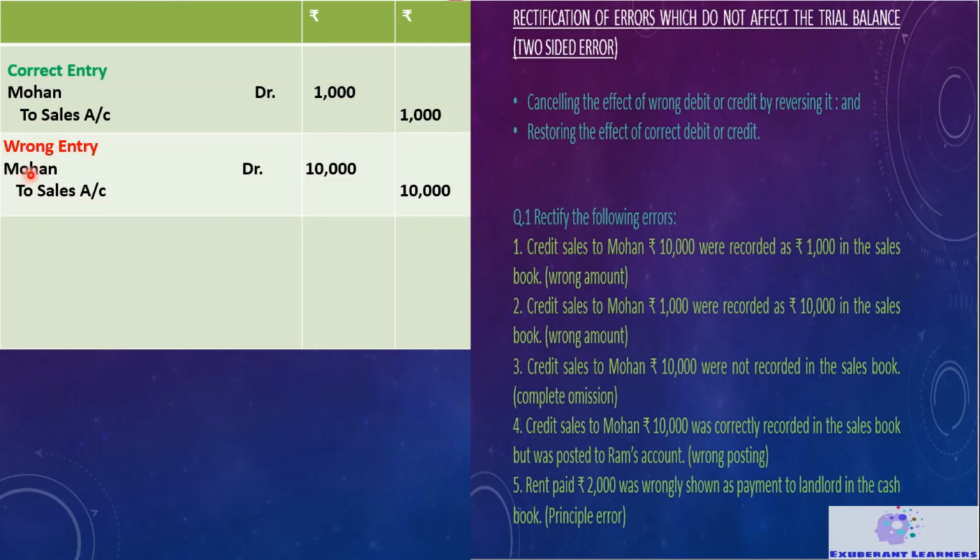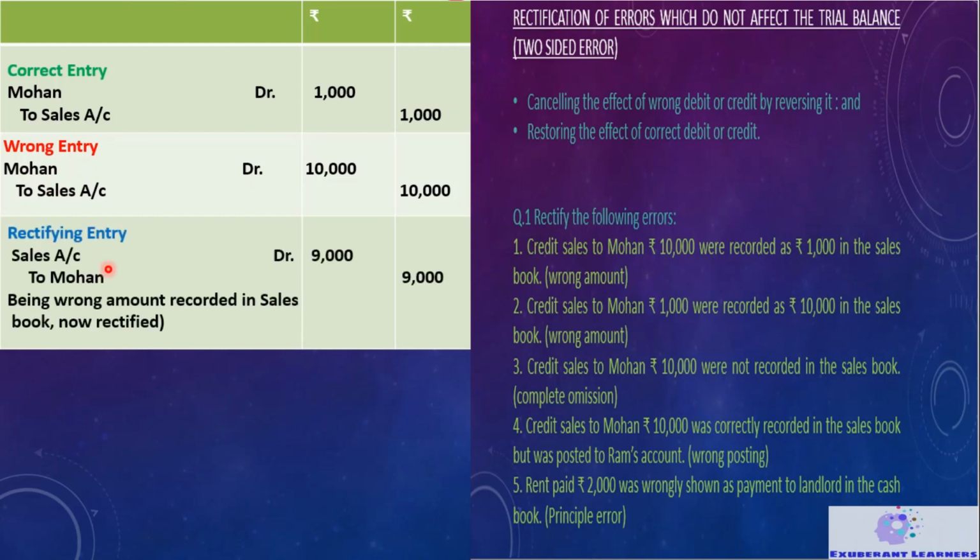So how to take this out from the Mohan account? By reversing it, by crediting him. So the rectifying entry will be sales account debit to Mohan. We have reversed the entry with 9,000, then 10 minus 9 will make it 1,000.